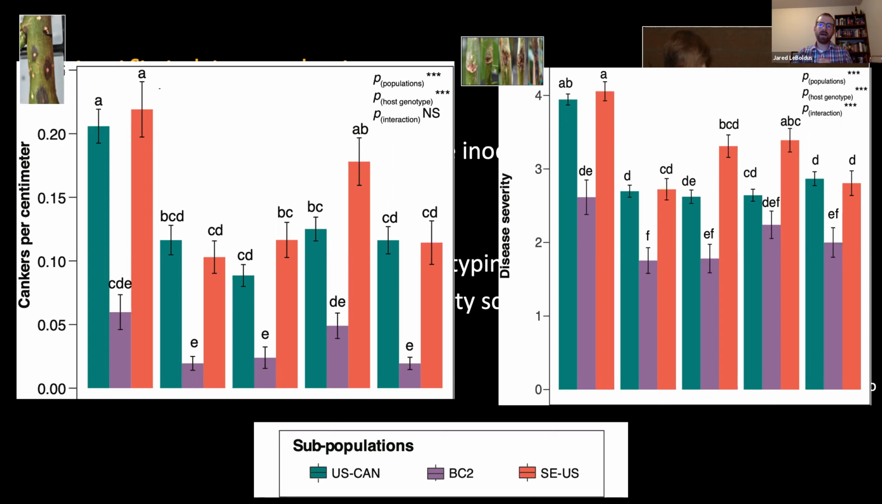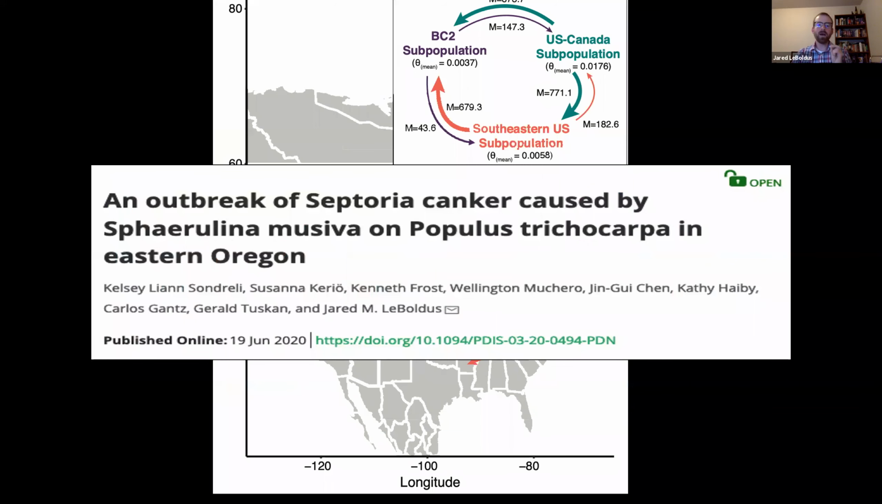But before I do that, I want to talk about something that we recently found in Oregon. In Eastern Oregon, as part of a Department of Energy growth and yield trial, we found the pathogen that causes this disease. We recently reported this in Plant Disease, so it was a new report. And of course, the big question is, how did this get here? Was it brought from the eastern US, or was it here already, or did it come from somewhere else?